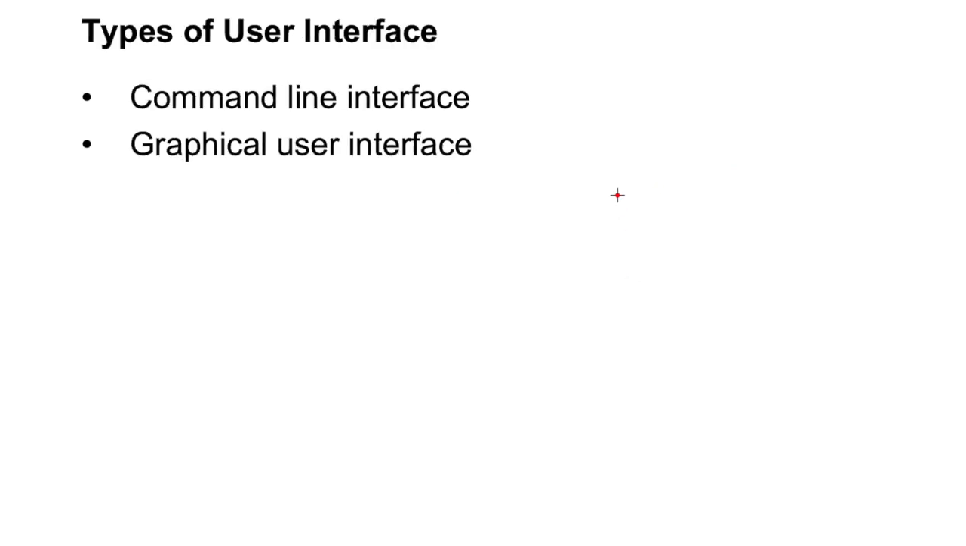Types of the user interface. So these are the common types of the user interface. It is the command line interface, commonly known as CLI, and the graphical user interface, or GUI.